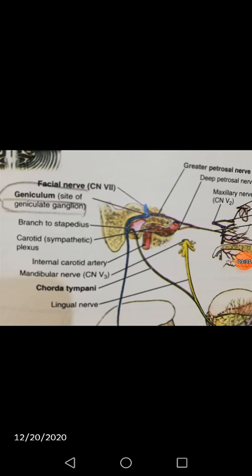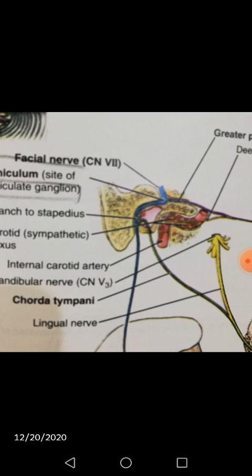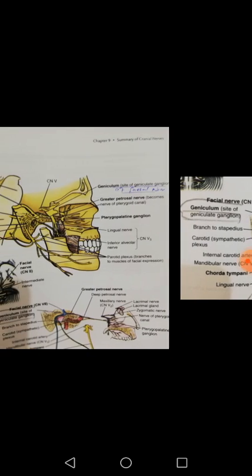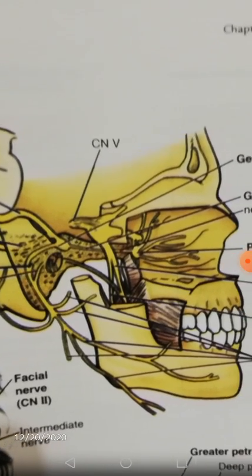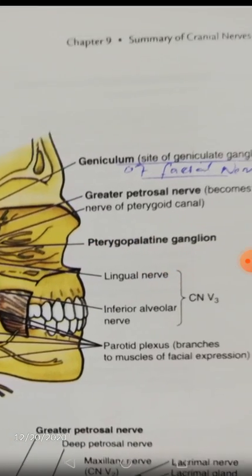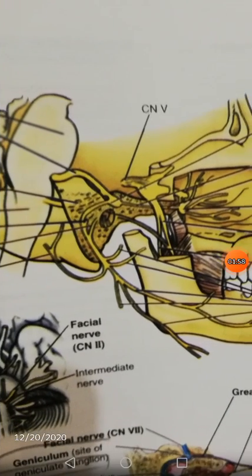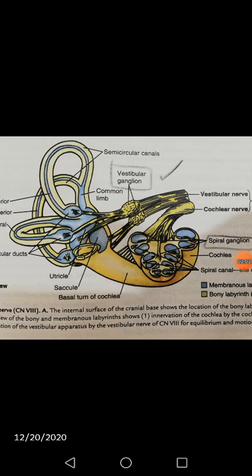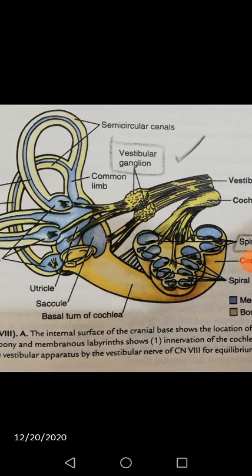This second picture is showing the geniculate ganglion, which is associated with the facial nerve or 7th cranial nerve. Let me show you another picture of it, a little bit more clearly indicated. You can see the site of the geniculate ganglion of the facial nerve. Now you can see the spiral ganglion, which has the bipolar neurons of the cochlear division of the vestibulocochlear nerve. You can very well see it in this picture.